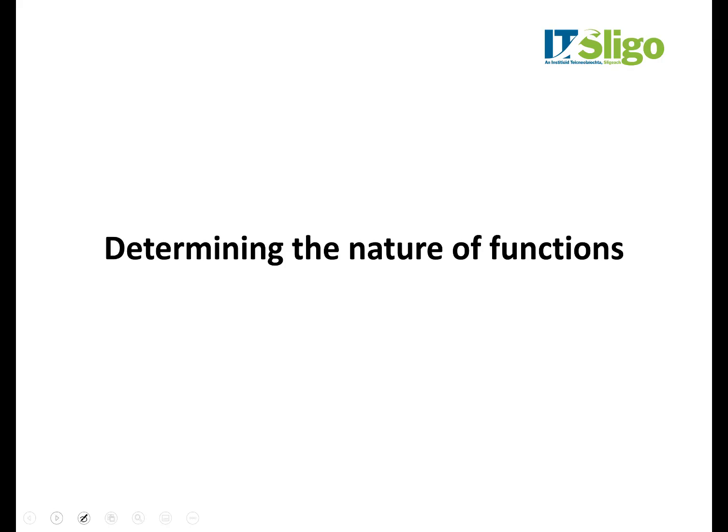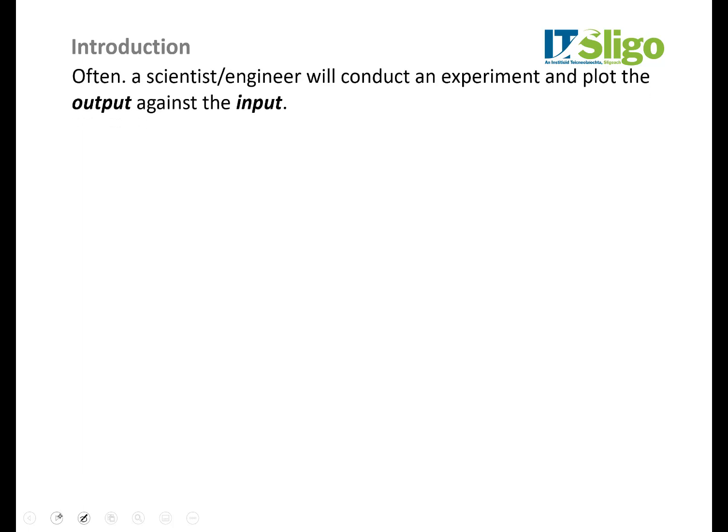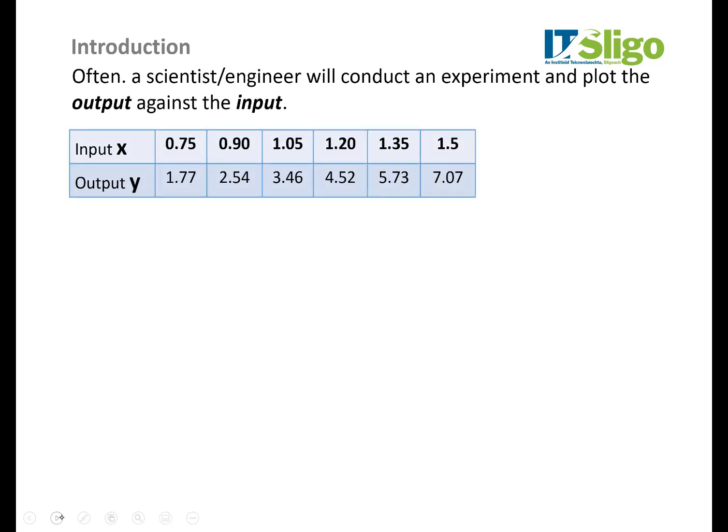In this video, we're going to examine the nature of functions. So often a scientist will conduct an experiment, develop their results with their inputs and their outputs, and then they'll plot a graph. And our problem here arises is just from the graph, it's very difficult to determine, well, what's the relationship between my input and output.